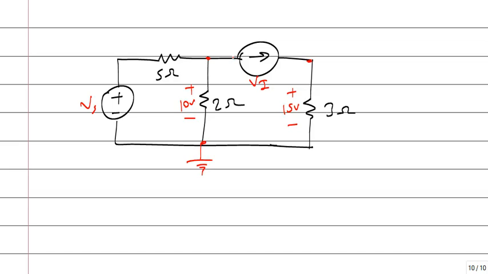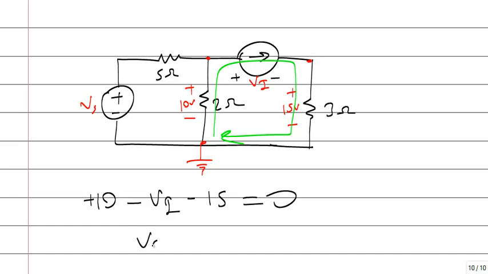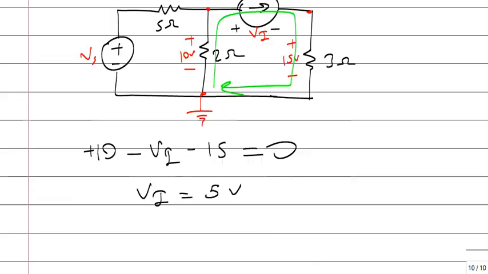Assume you have calculated them, I have given them to you. And then, what is the voltage of this source? You will apply a KVL here. Apply a KVL like that. There is a voltage increase, plus 10, minus Vi, minus 15 is 0. So Vi is 5 volts. Because there is no relationship between the voltage and current of a current source, you have to apply a KVL to find the voltage of a current source.